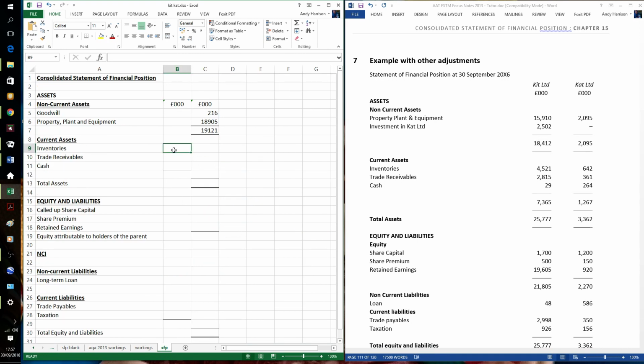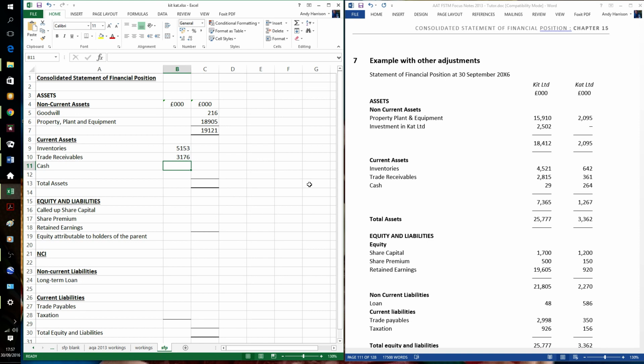So inventories then will be the 4521 and the 642 minus the 10. Of course, it should really be 4521 plus 632. Trade receivables, this is a nice straightforward addition because I don't owe any money. This would have to be reduced if there was money owed for those items. But that's okay, that's the same.